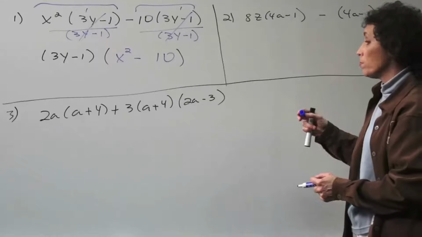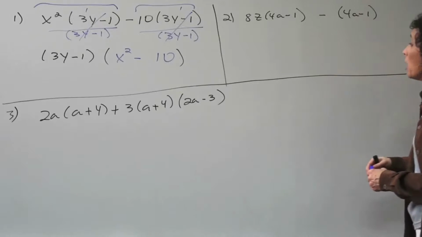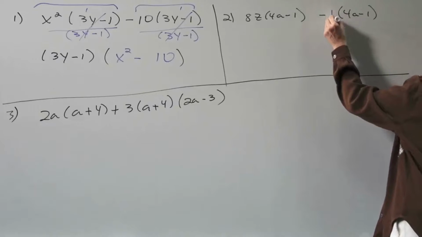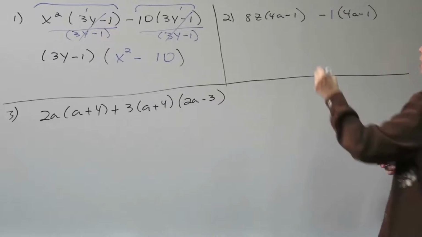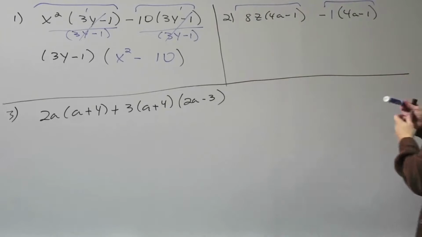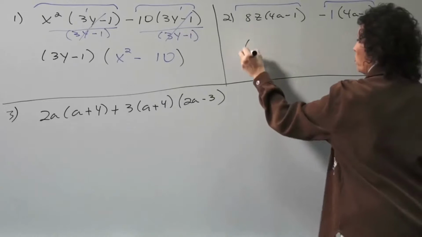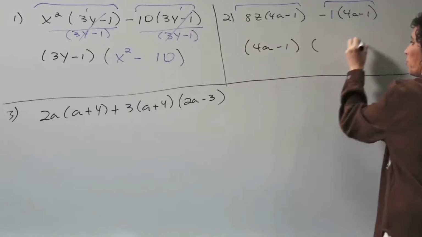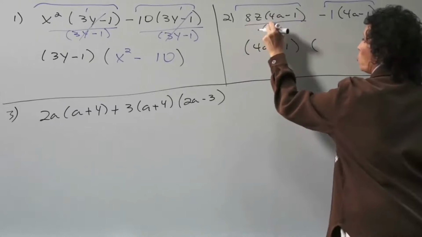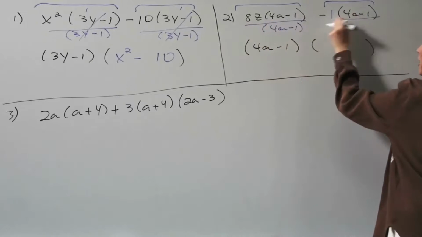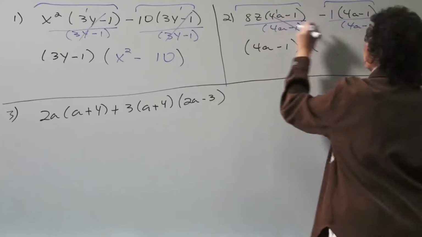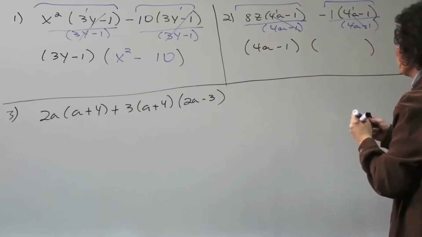Number 2, ready? Okay, here we go. My suggestion is there's no number here. You might want to put in that 1. It might make this a little easier. Okay, this is one term. This is another term. What they have in common is 4a minus 1. It's in parentheses, leave it there. I divide both terms by 4a minus 1. Don't call them sides because they're not sides. It's not an equation or an inequality. Okay, now good night, and I have 8z minus 1.